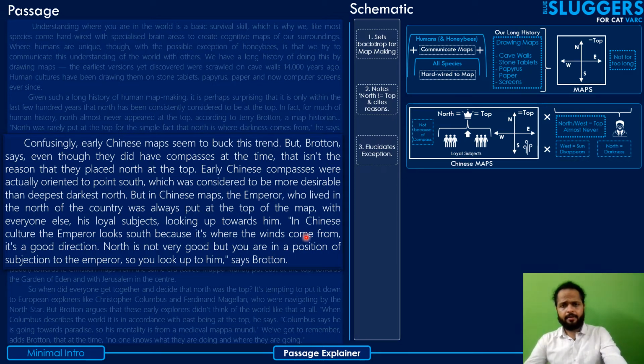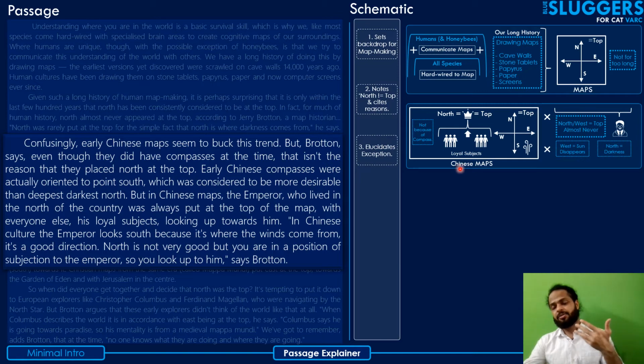And he further says that in Chinese culture, the emperor looks south. The emperor from the north at the top, he looks south because it's where the winds come from. It's considered to be a good direction. North is not a very good direction, but from the perspective of the people who are being ruled, the subjects, they still have to look towards north. But they can't do anything about it because they are in a position of subjection to the emperor, so you look up to him, right?